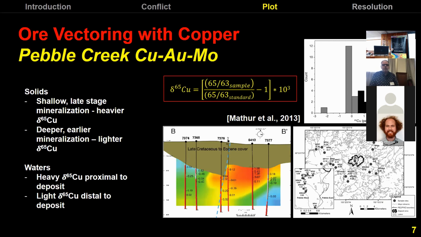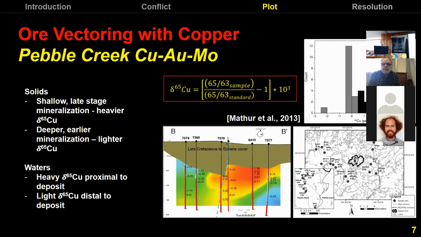When we're looking at deposits and solids, so things like sulfides, usually your shallow late stage mineralization, if you're moving upward, is going to have a heavier isotope signature for something like copper. As you move deeper to the earlier mineralization and sometimes the higher grade stuff, you may have a lighter copper isotope composition. That's because the lighter isotopes react quicker, so they precipitate out first. If you have one reservoir of copper, as you extract the light stuff, what's remaining gets heavier and heavier. And so as you have later stages of mineralization, that's what you see. That's how we can use it to vector in solids such as sulfides.